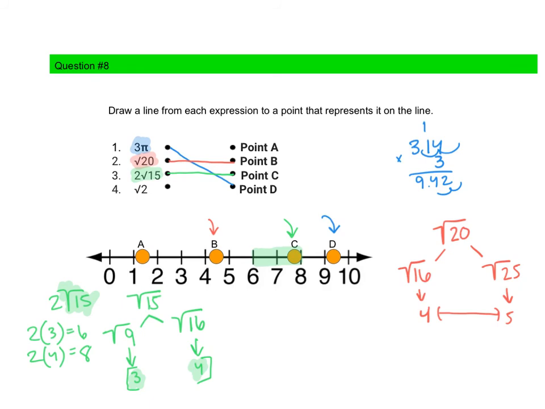And then lastly, obviously this is going to represent point A, but we just want to make sure that we haven't done anything wrong here. So the square root of 2, this is irrational. There is no square root of 2 that we can predict, but the square roots it falls in between are the square root of 4 and the square root of 1. The square root of 1 is 1, the square root of 4 is 2, so it's in between 1 and 2. Is this point A in between 1 and 2? Yep, it is. So that goes there. Okay? Any questions here? Let me know in the chat, and then we'll move on to question number 9.